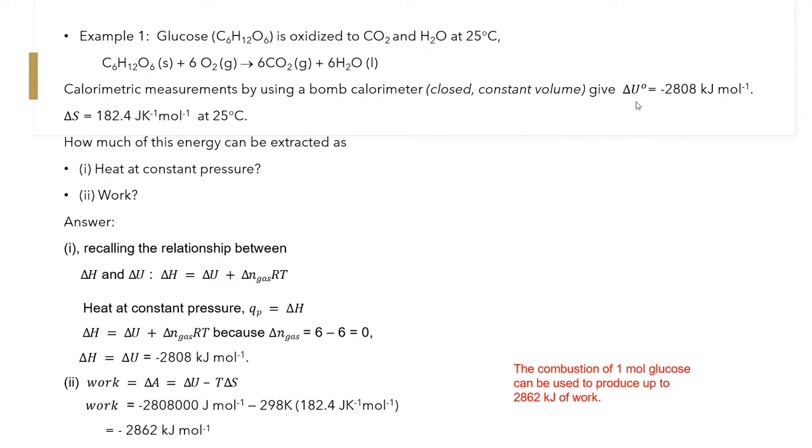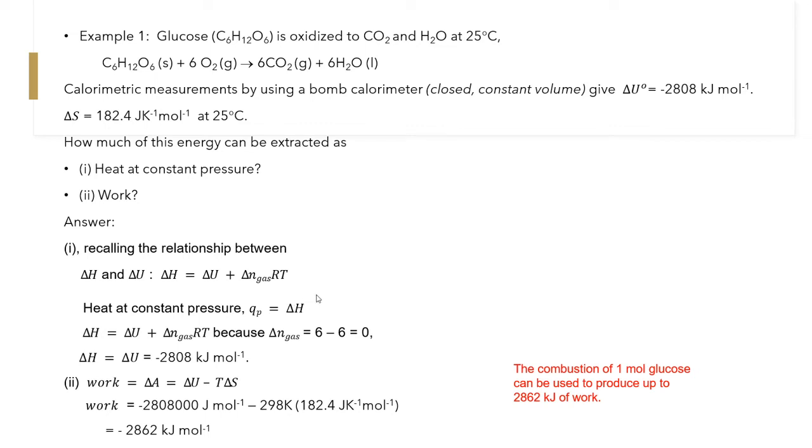So the delta U is given by this value and delta S is given by this value at 25 degrees Celsius. So the question is, how much of this energy can be extracted as heat at constant pressure, and what is the work done? Now, we have to pull back what we have learned before. So delta H is equal to delta U plus delta n RT, and this delta n refers to gaseous states only, and heat at constant pressure is also Q, right?